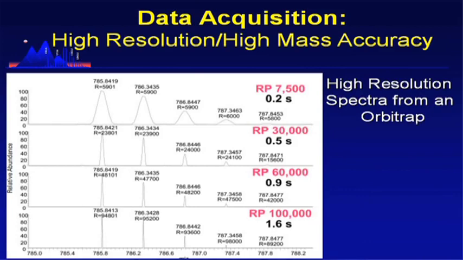Okay, and this is just showing you the difference in what a spectrum looks like going from lower resolution to higher resolution. And this is from an Orbitrap. So this is 7,000 resolution going all the way up to 100,000 resolution. And you can see how the peaks get sharper and sharper and sharper. Now, this answers your question here. To collect this spectrum, it took 0.2 seconds. To collect this one, it took 1.6. So there's always a trade-off between time and resolution.